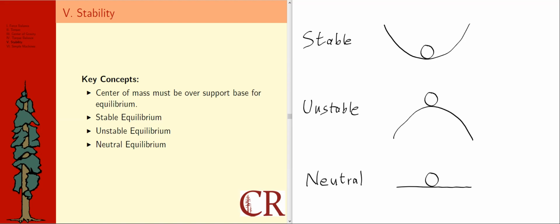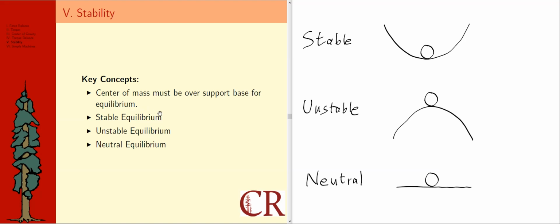An object that is in balance, you could say, is in static equilibrium. The concept we started with in the earlier chapter was that the center of mass must be over the support base. So we're bringing that back. That's the first thing I've stated here in the key concepts slide, and we're looking at that as a condition for equilibrium.